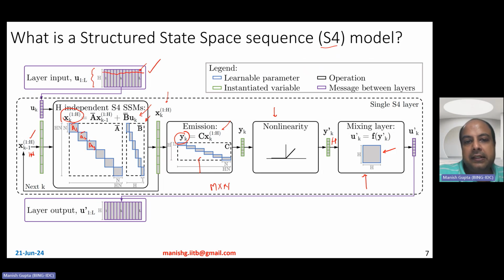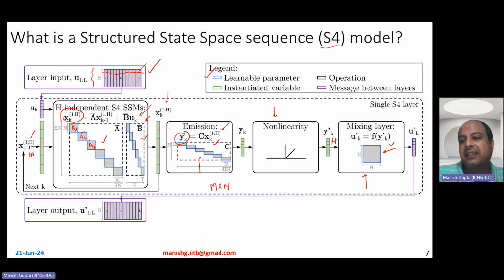So as you see, if you really think about learnable parameters, everything is learnable here. A, B, C, your mixing layer, all of them are learnable. Okay? Unlike the LSSL model, which was proposed way back in the beginning, where A was not learnable, right?